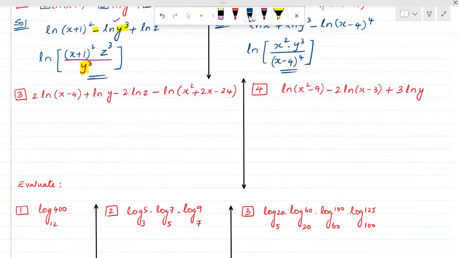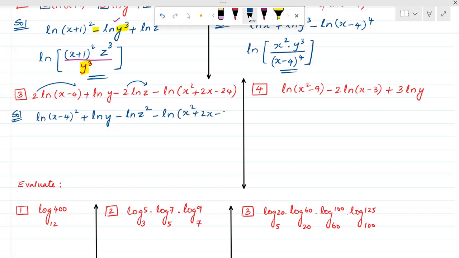Then raise the power here. ln (x minus 4) whole square plus ln y minus, raise the power here. If you raise the power, you will get ln z square minus ln (x square plus 2x minus 24). So now what happened?